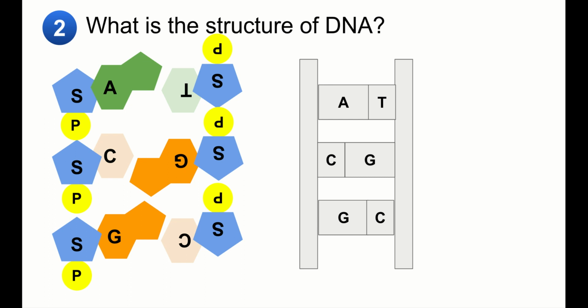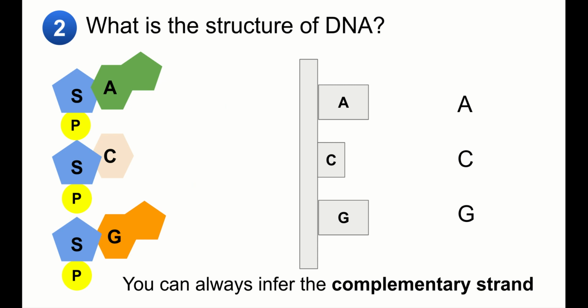Or we could simplify it even further and we can say, well, we don't need to even draw the backbone at all. We can just write the letters of the bases as we go down each side. ACG, TGC. So same information as before, just multiple ways of representing the detail of the DNA structure. And if you only see one half of the DNA molecule, you can automatically infer its complementary strand.